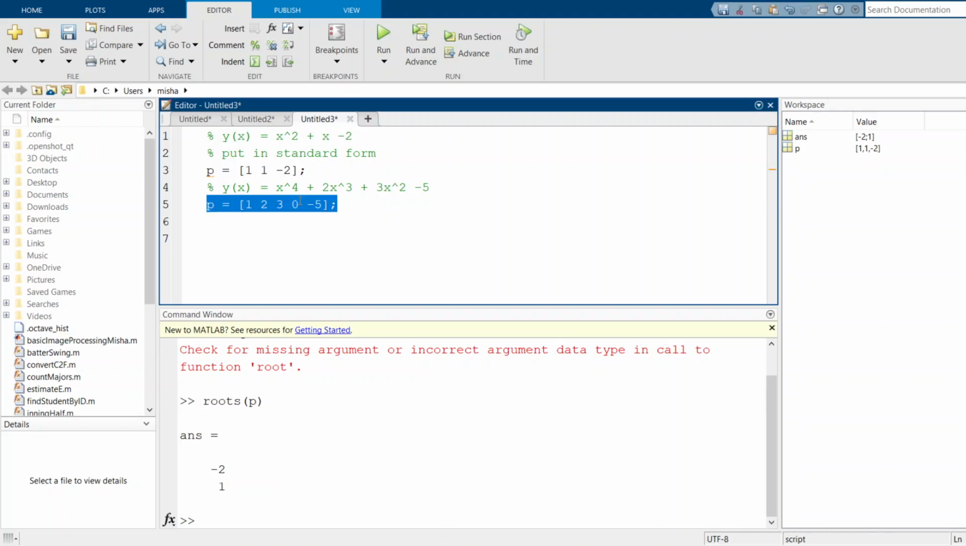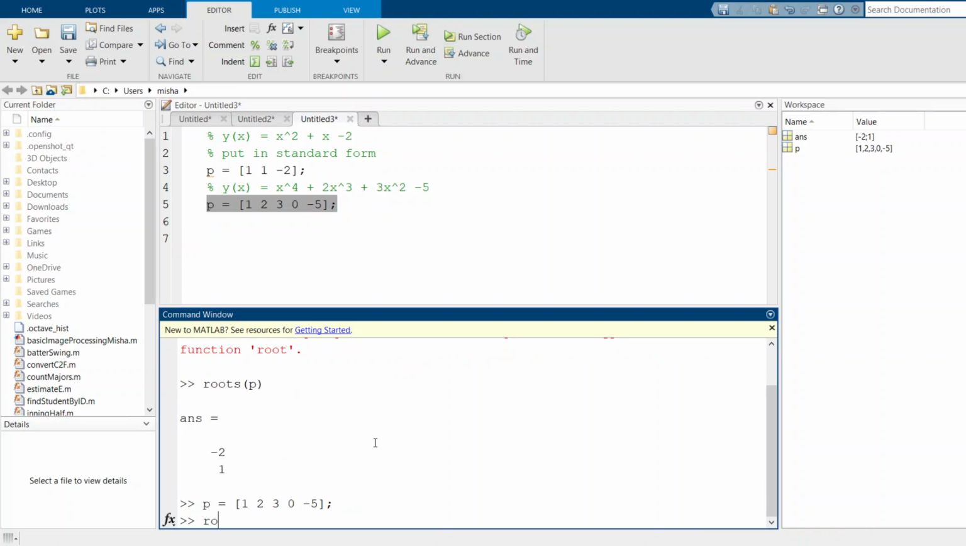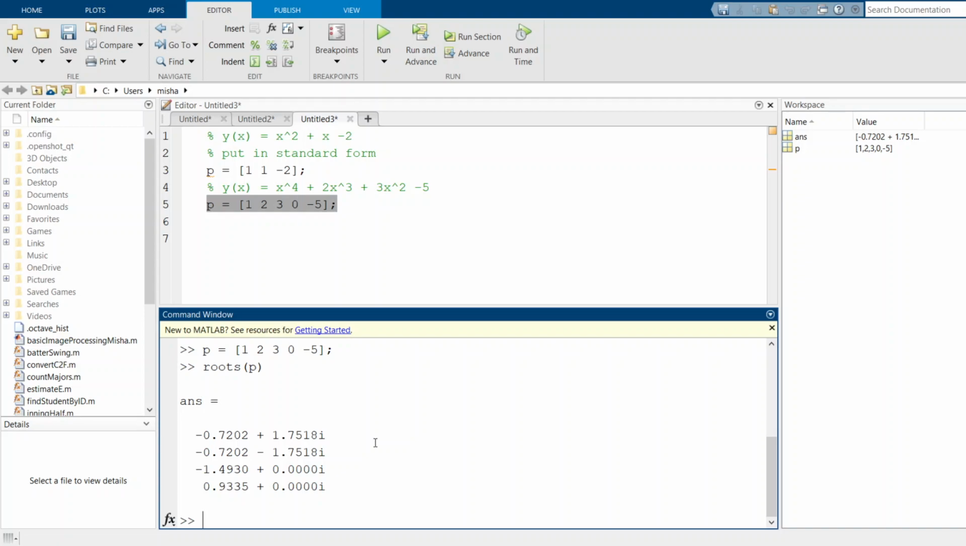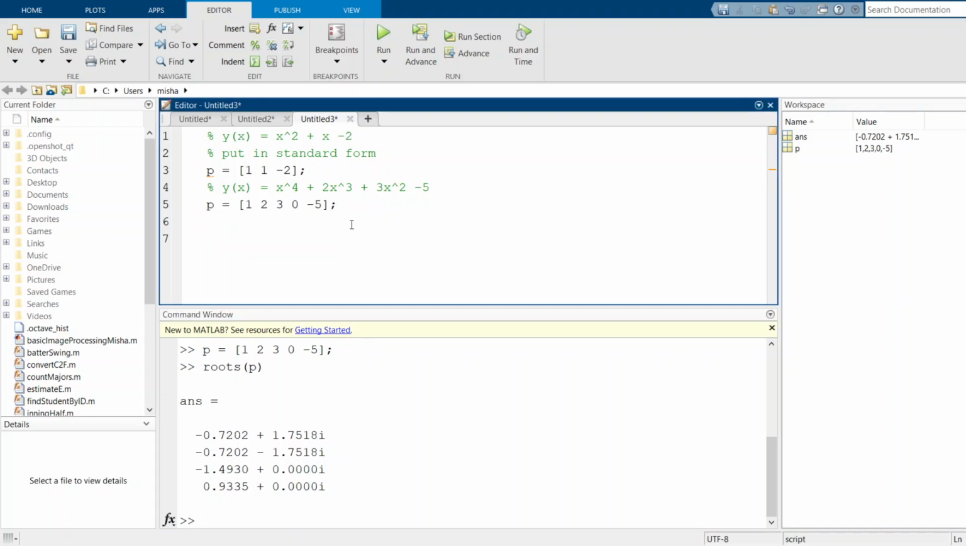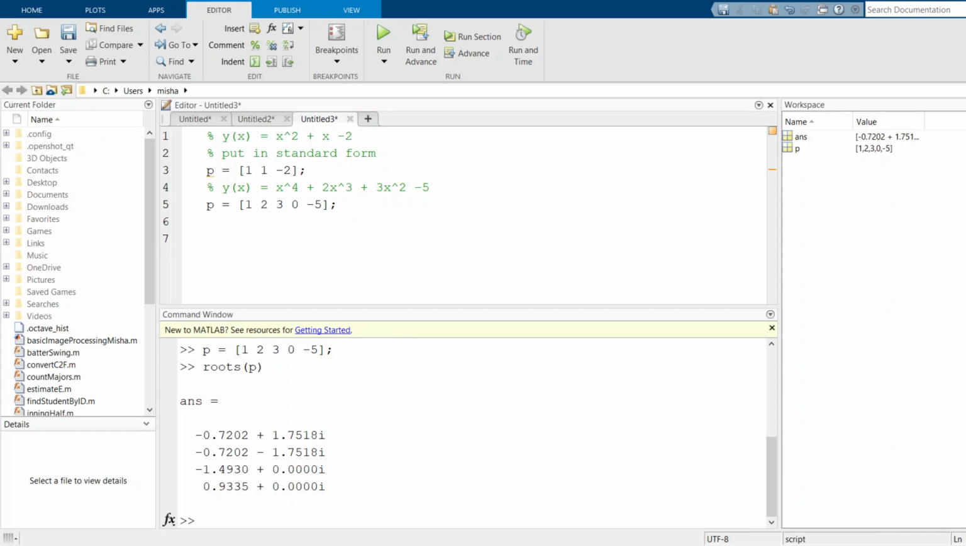And now when I go to find the roots of this, roots of p, as you can see, this returns some complex roots. So this root finding function is very useful in MATLAB, and we can do a lab on this so you can practice. Let me know if you have any questions.